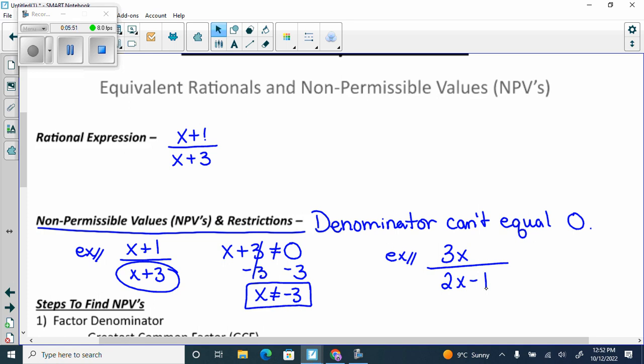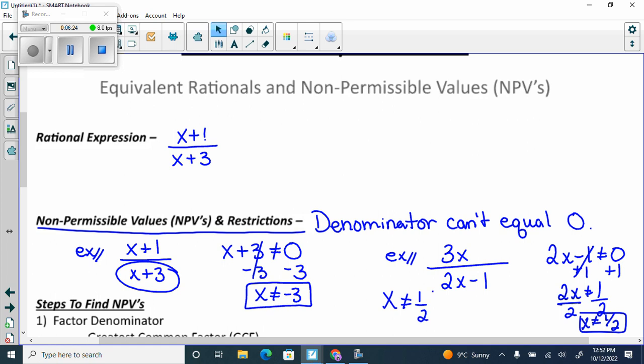That denominator can't equal what? 0. And then what do I do? What do I have to move first? Yeah. You add 1. And then divide. So in this case, x can't equal a half. So that's what my restriction is. X can't equal a half.